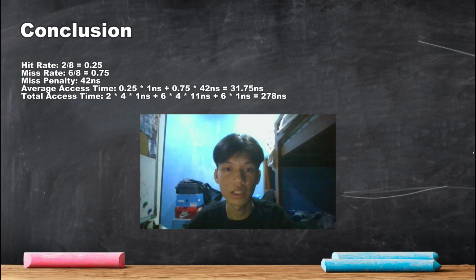Now, let's look at the hit rate and the miss rate. In this example, the hit rate is 2 out of 8 or 0.25, meaning that 25% of the time, the data that the CPU needs is already available in the cache. On the other hand, the miss rate is 6 out of 8 or 0.75, indicating that 75% of the time, the data is not in the cache and must be fetched from the memory. These rates are important because they help us understand the likelihood of cache misses, which directly affect the system's overall speed and efficiency.